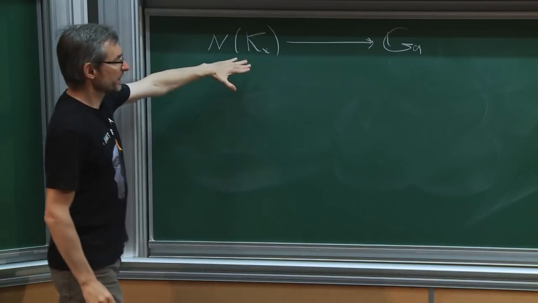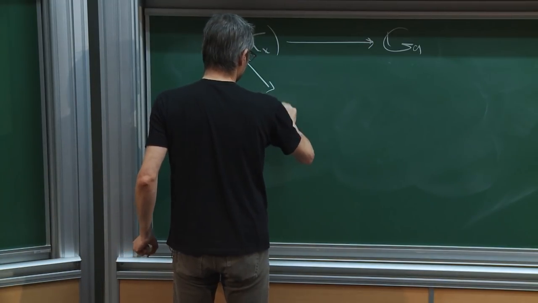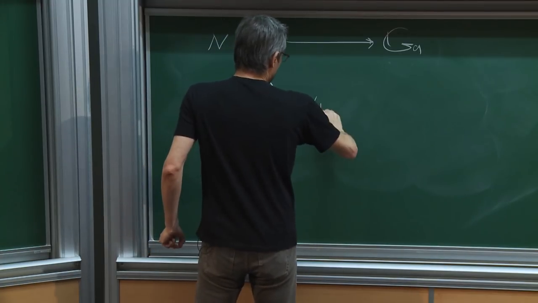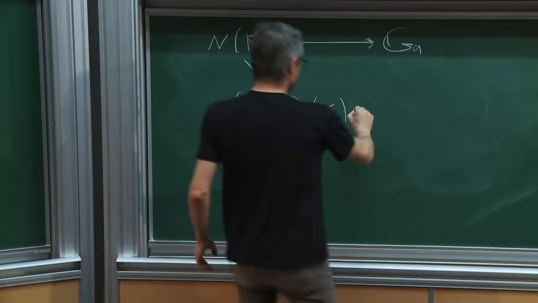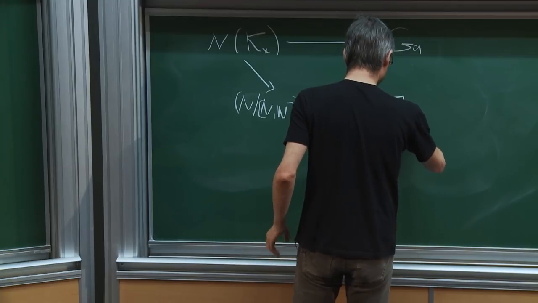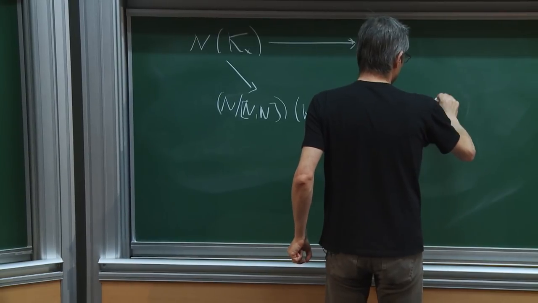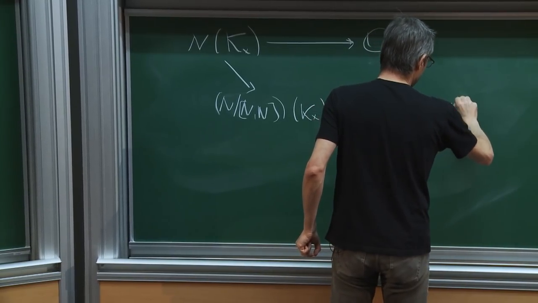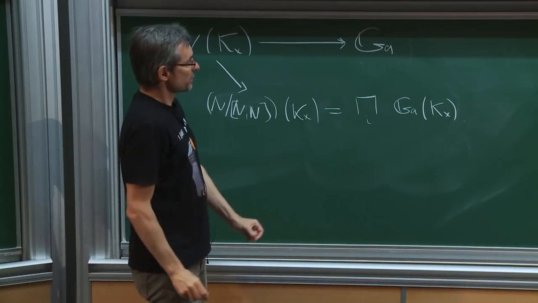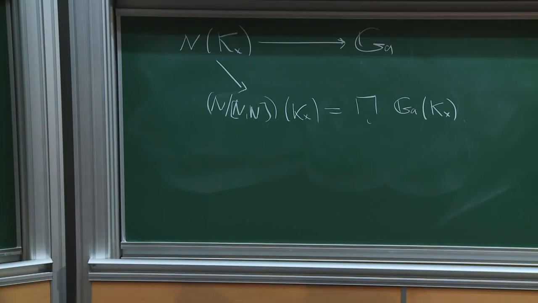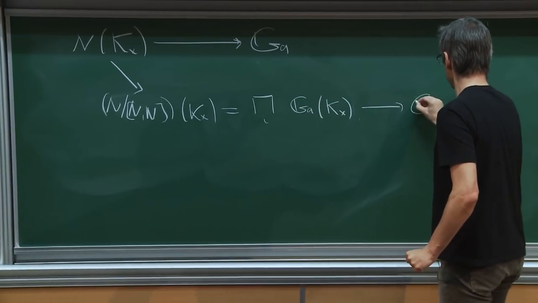So first of all, it's a character. Therefore, it factors through the commutant. And if you take the maximal unipotent modulo its commutant, it's canonically the product of copies of GA according to vertices of the Dynkin diagram. All right. And now you apply the sum map, just a sum over all vertices.